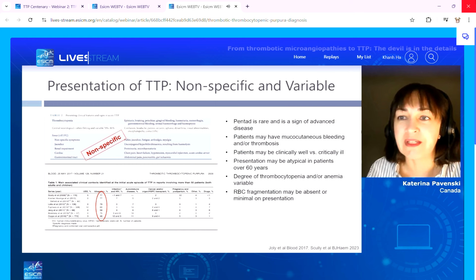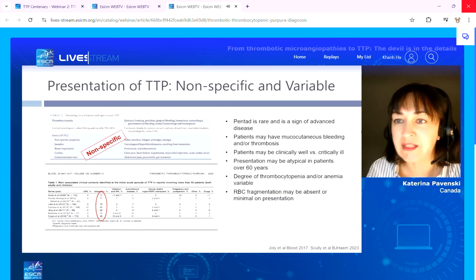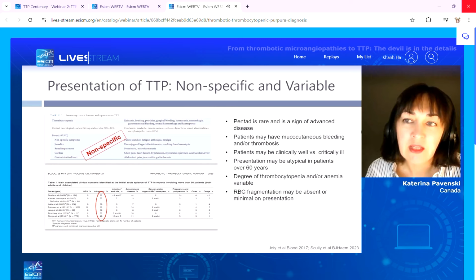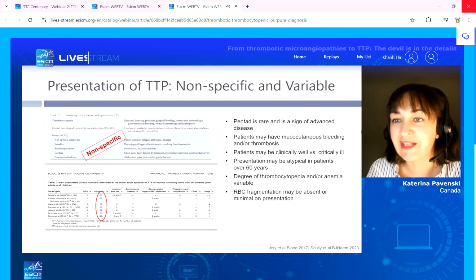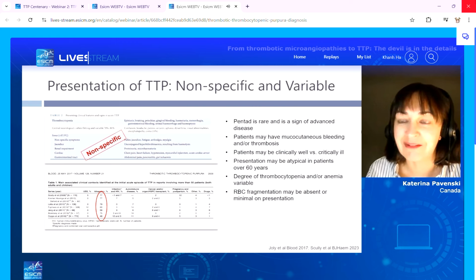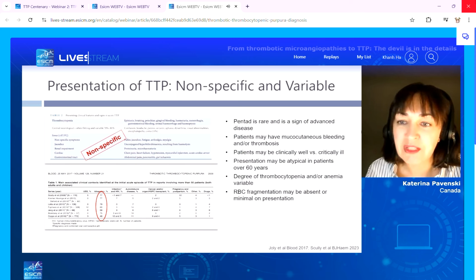It is also important to point out, because most of us think of TTP as a thrombotic disorder, which of course it is, but you can have mucocutaneous bleeding as well. So petechiae, menorrhagia, epistaxis are common presenting features. It is also important to recognize that patients may be clinically well at the beginning, presenting perhaps only with some abnormal lab tests, or they could be critically ill right at the presentation. Presentations are atypical, and I've already highlighted that it is more atypical in older patients, but Shruti is absolutely correct. Pediatrics is also a challenge. Degree of thrombocytopenia and anemia may be quite variable, and that may impair diagnosis.